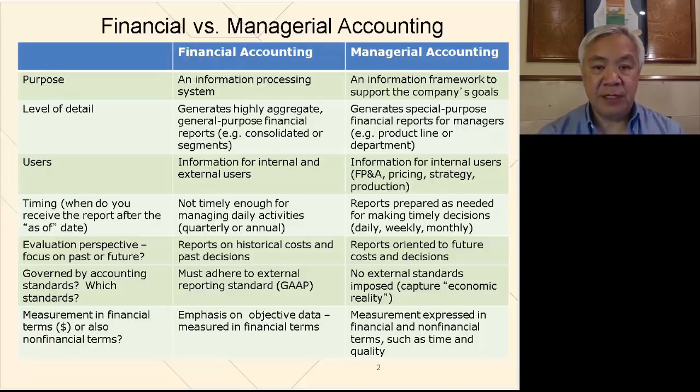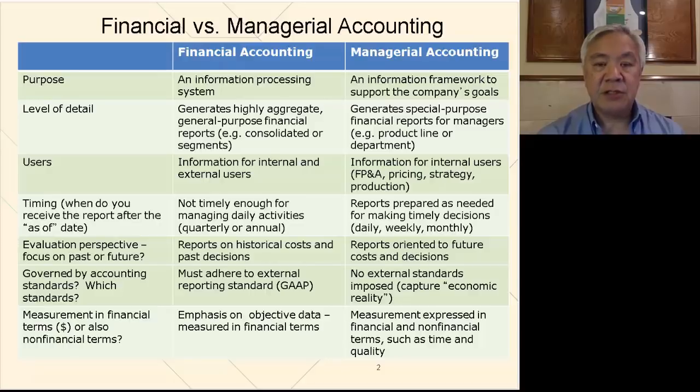The timing is, when do we need the reports? For financial, it is not that timely. We could get annual reports that are months after the end of the year. We can get quarterly reports, again, weeks after the end of the quarter. However, for managerial, you need information much more quickly. It could be monthly at kind of the longest, and perhaps even weekly or daily for certain critical functions.